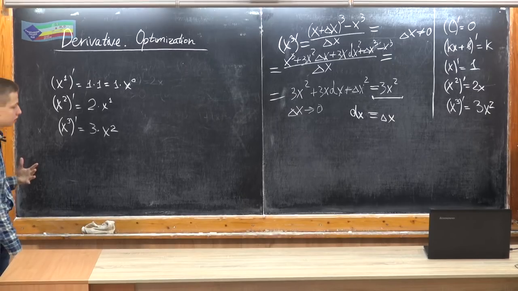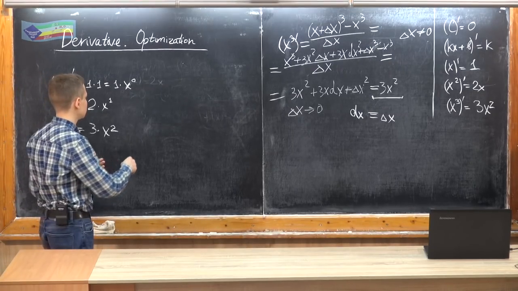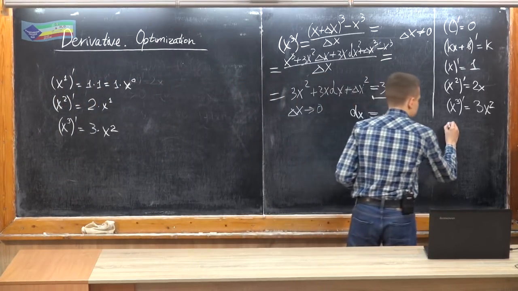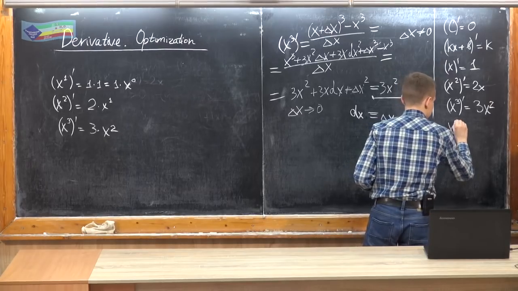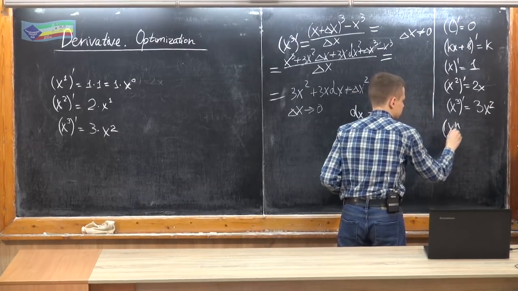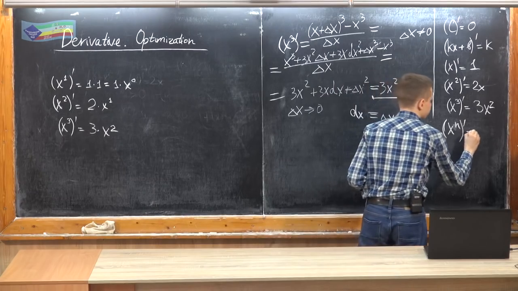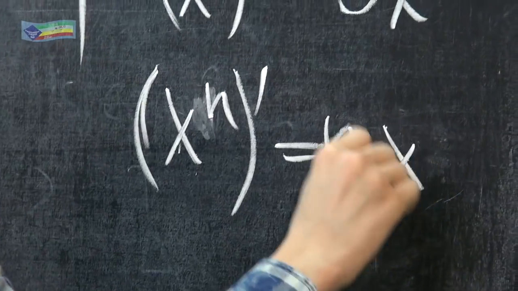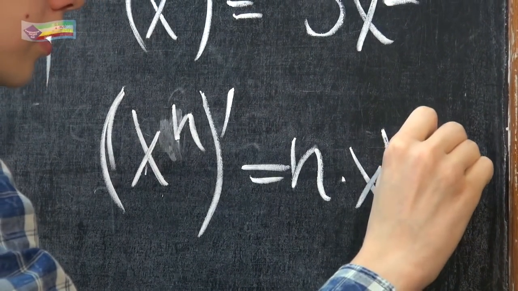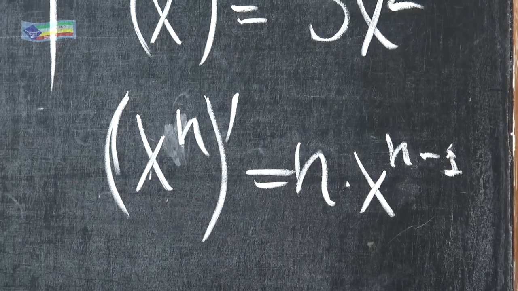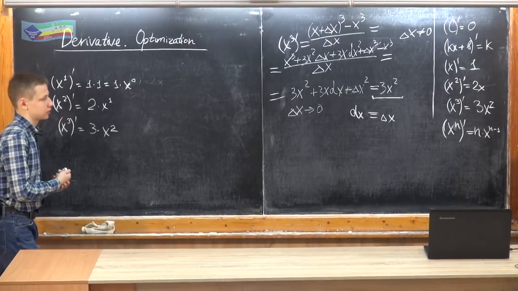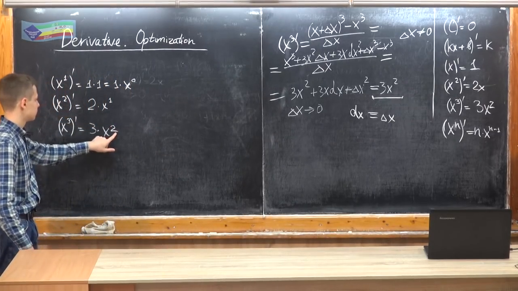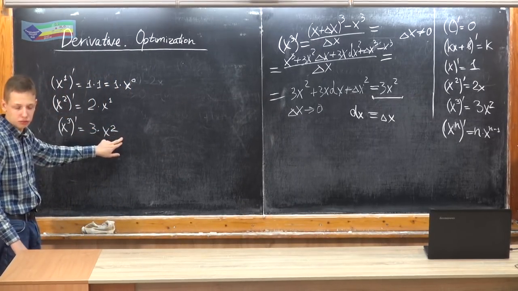So actually you can prove it mathematically, but we will just write down that the derivative of a power function is equal to n multiplied by x in power of n minus 1. So if we want to calculate the derivative of a power function, we just take our power here and reduce our power by 1.